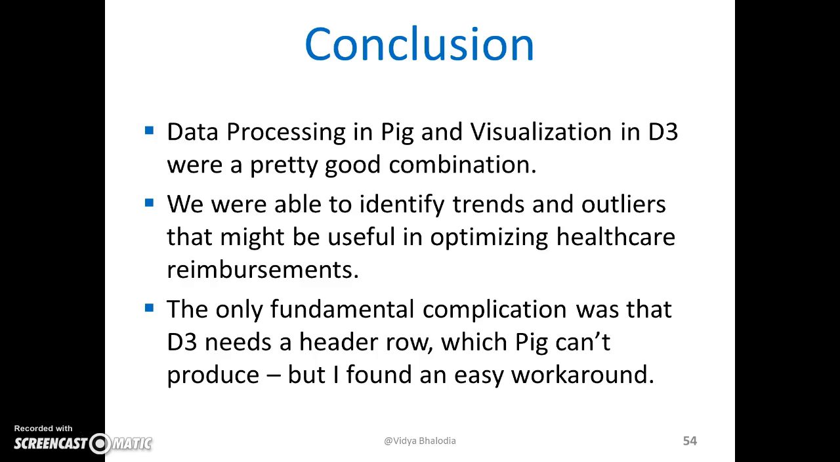So in conclusion, using PIG to process the data and visualizing the data in D3 were a pretty good combination. We saw some trends in the data. We identified some outliers that might be useful if we were in a real healthcare environment in optimizing our reimbursements. The only fundamental complication I ran into was that D3 needed a header row to work effectively, and PIG can't produce one, but I was also able to find an easy workaround. So it was an interesting, educational, and beneficial challenge.